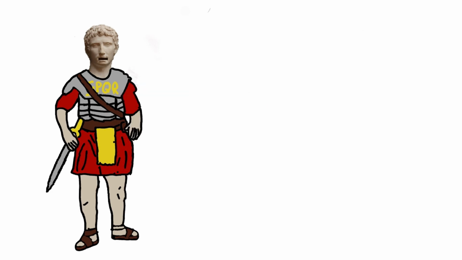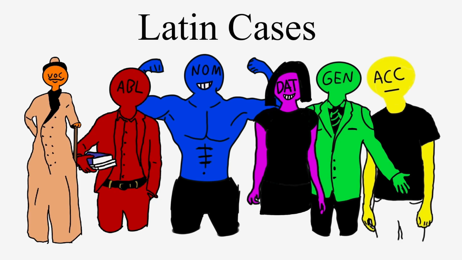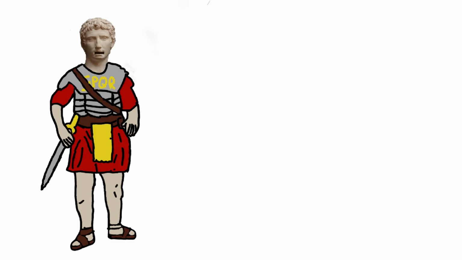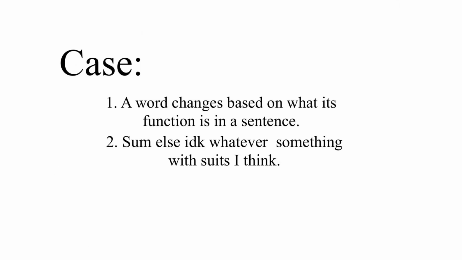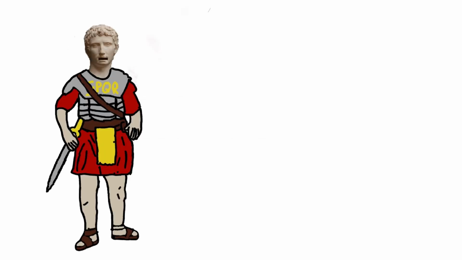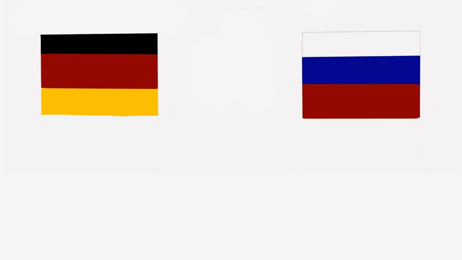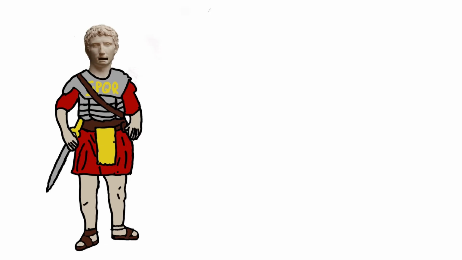Today, we'll be discussing the absolute, crucial, most important, number one part of the Latin language, cases. While they may seem complicated at first, cases are actually quite simple. The only thing cases means is that a word changes based on what its function is in a sentence. That concept might be a little difficult to grasp, but it's actually still fairly common for a language to have cases today. German and Russian have strong case systems, but even English makes use of cases.